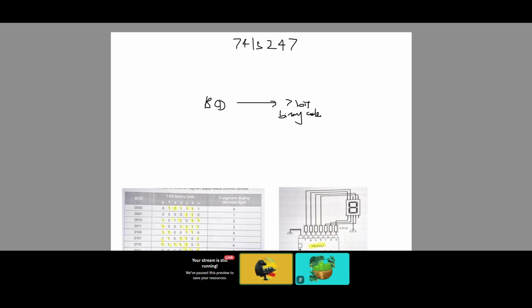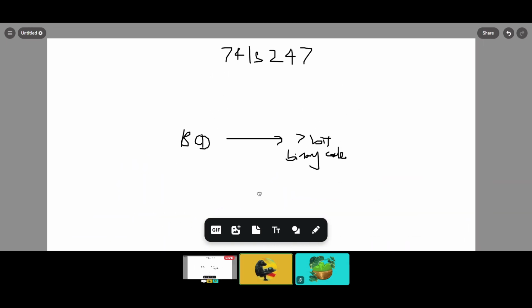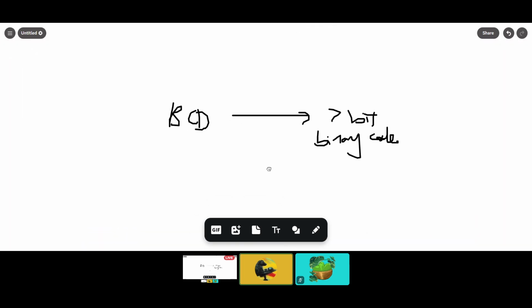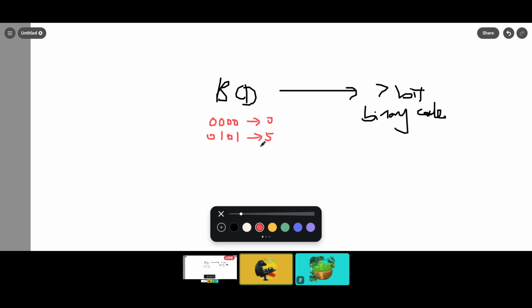Okay, so what the chip does is it takes one BCD number and then converts it into a 7-bit binary code. What's the point of this? Basically, BCD, as we know, is just 4 bits, which will give us one decimal number. For example, this is 0, or this is 5. And as we know, one BCD number cannot exceed 9.